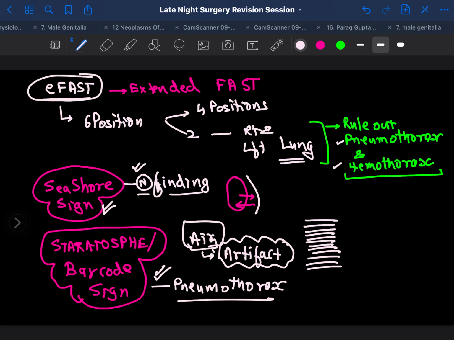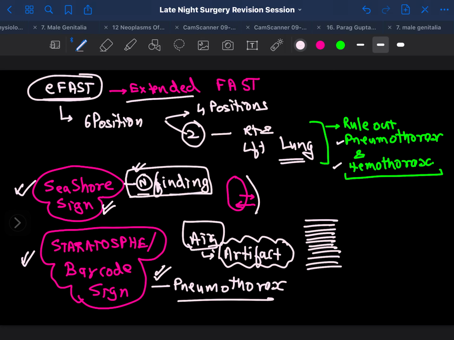And that is why you perform something called an E-FAST. What is this E-FAST? It is an extended FAST. You keep the probe at 6 positions, 4 you already know of. The 2 more positions are the right and the left lung field. Then on the E-FAST, you get a seashore sign and a stratosphere sign.